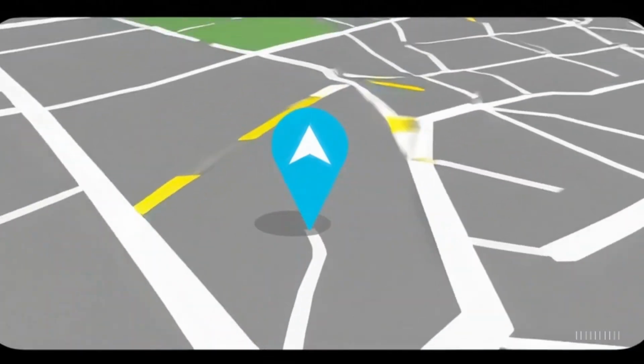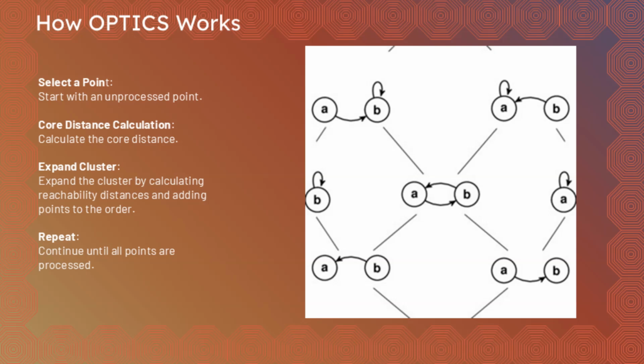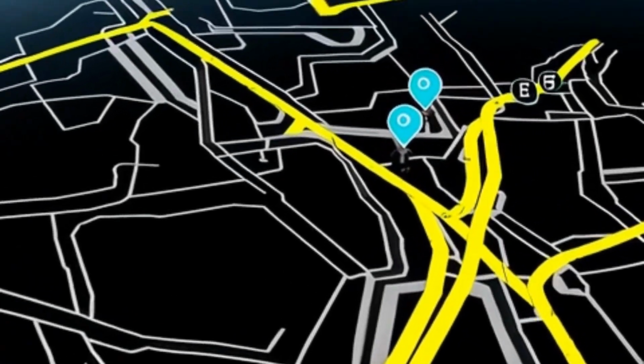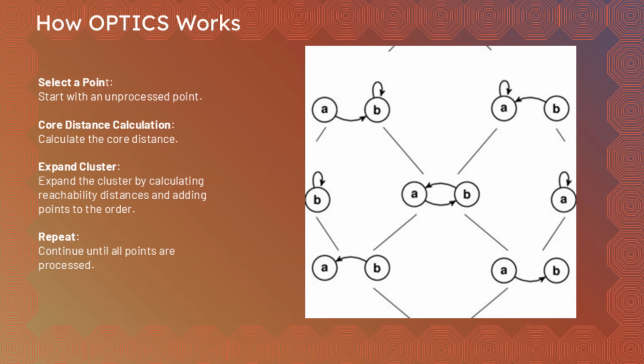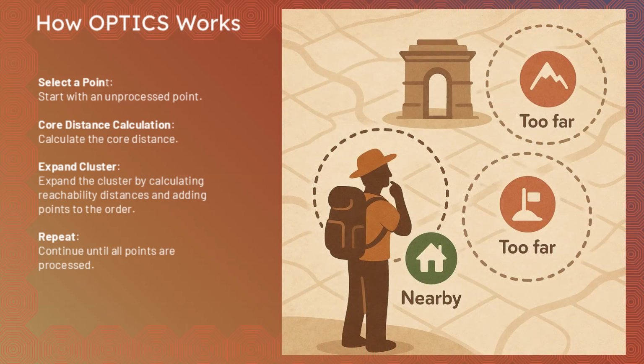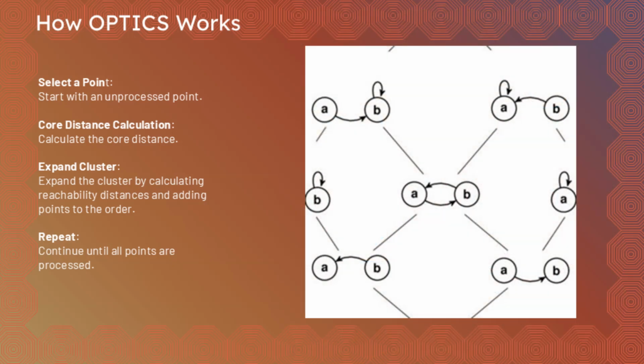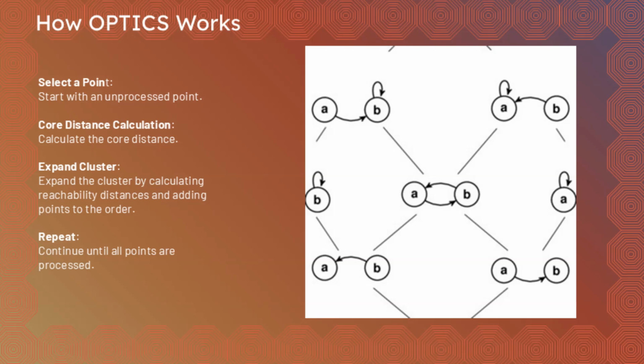First, the traveler picks a starting point. This is like selecting an unprocessed data point. Then, they calculate how accessible or close the next destinations are, similar to computing the core distance. The traveler expands their journey by checking how reachable nearby locations are from the current one, planning the route in a smart way, just like OPTICS expands clusters by calculating reachability distances. This process continues step by step until all destinations, or data points, have been considered, building a complete and insightful map of how the clusters are structured.